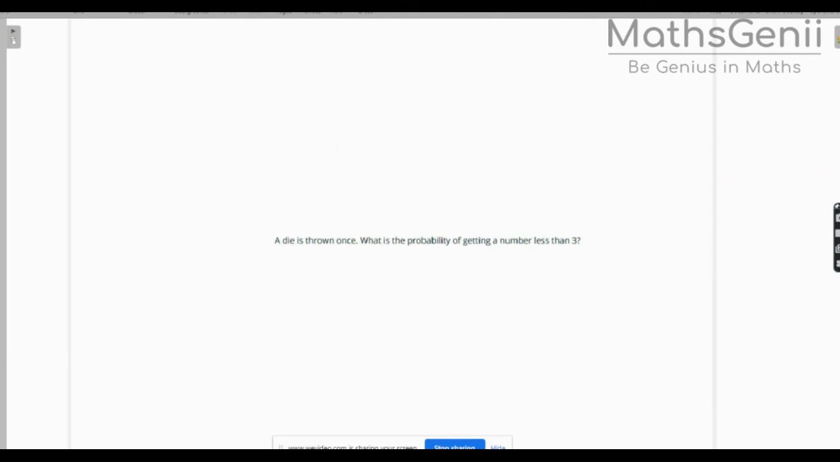Let's look at the next question from probability itself. A die is thrown once. So when a die is thrown once, 1, 2, 3, 4, 5, 6. What is the probability of getting a number less than 3? What are the numbers less than 3? Not less than or equal to 3, he is asking just less than 3. So what are the numbers less than 3? This and this.